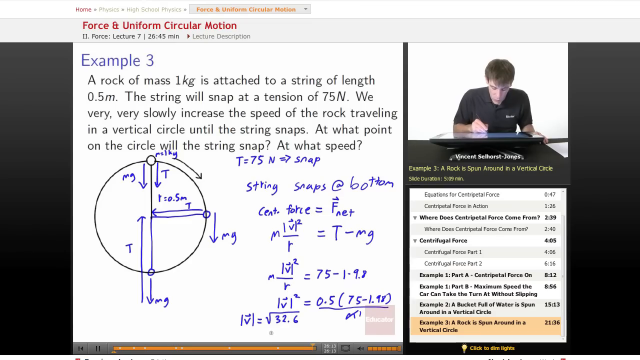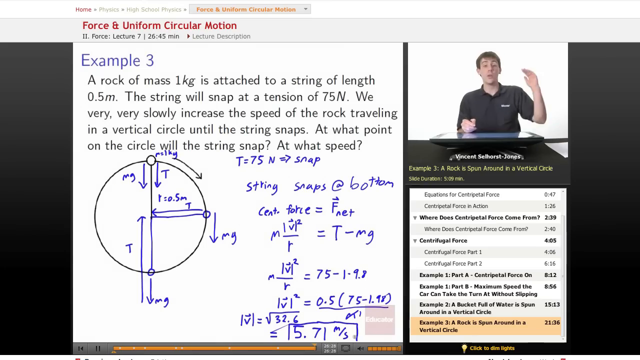Once we take its square root, we see that the speed of snapping is going to be 5.71 meters per second. Once we get faster than 5.71 meters per second, we'll snap at the bottom of our circle. As soon as we get to 5.71 meters per second and the rock passes through the bottom, that's just enough tension to create a 75 newton pull in the string and snap it.